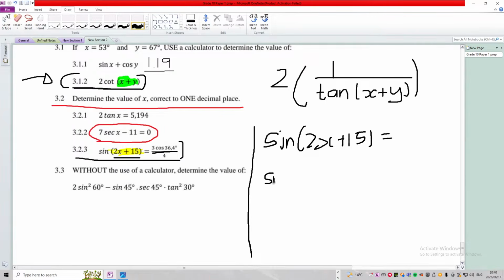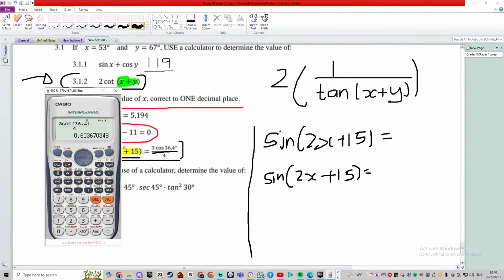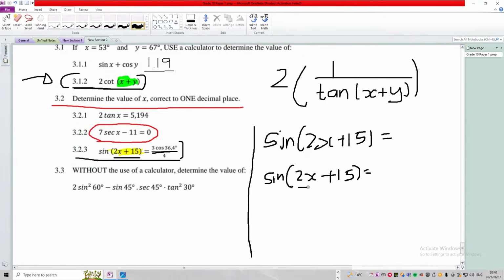So I have sine of 2x plus 15. Now remember, it's inside the brackets. The 2x is inside the brackets. The 15 is inside the brackets. I cannot do anything until I find the angle, because this is the angle here inside the brackets.